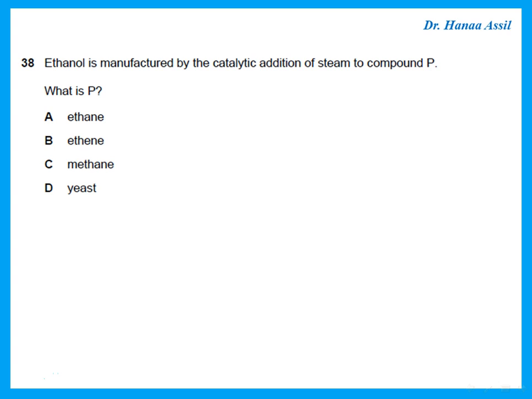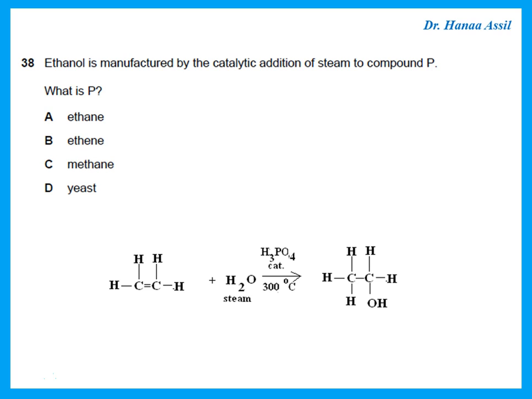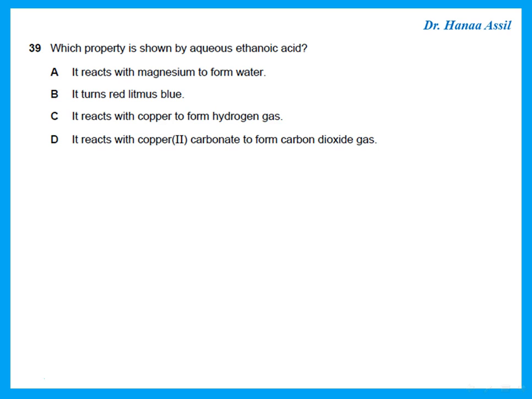Ethanol is manufactured by catalytic addition of steam to compound P. So to make ethanol, I want to add steam to what? Remember, we can make ethanol by adding steam to an alkene, which is ethene. If I want to make ethanol, I add water to ethene in presence of phosphoric acid catalyst, 300 degrees Celsius. That gives me ethanol.